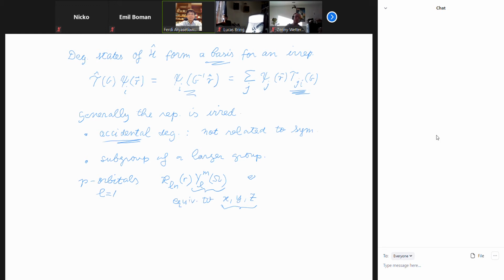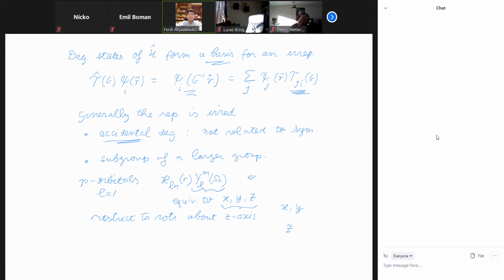However, if we only consider rotations about the z-axis, so we restrict to rotations about the z-axis, then we see that the x and the y will transform among themselves, and also the z. The z will, of course, transform to itself, because we are making a rotation about the z-axis.